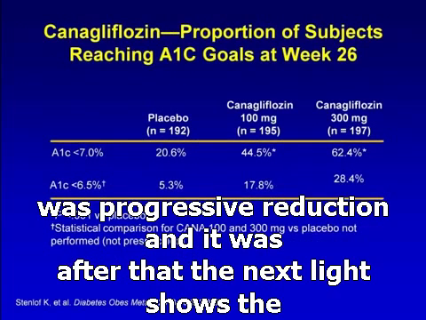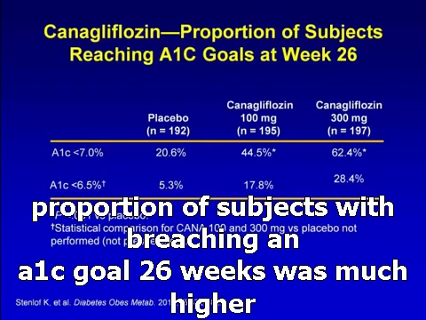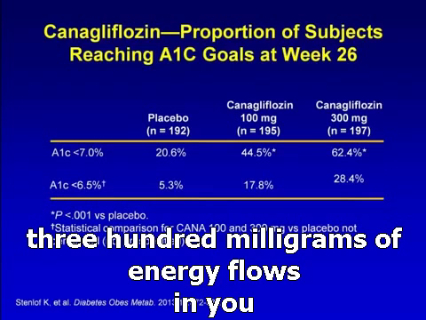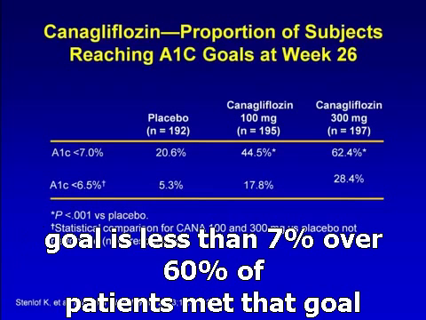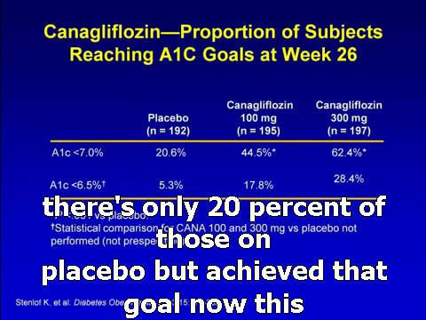The next slide shows the proportion of subjects reaching an A1C goal at 26 weeks was much higher at 300 milligrams of canagliflozin. If your goal is less than 7%, over 60% of patients met that goal, whereas only 20% of those on placebo achieved that goal.